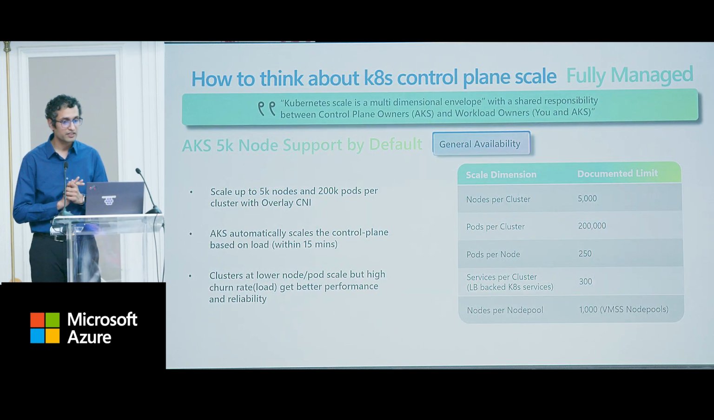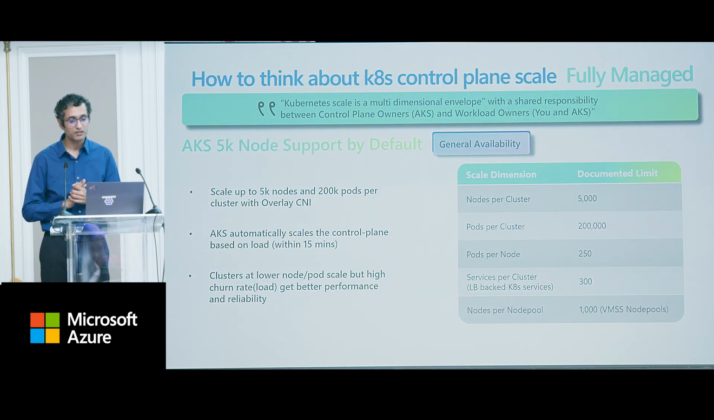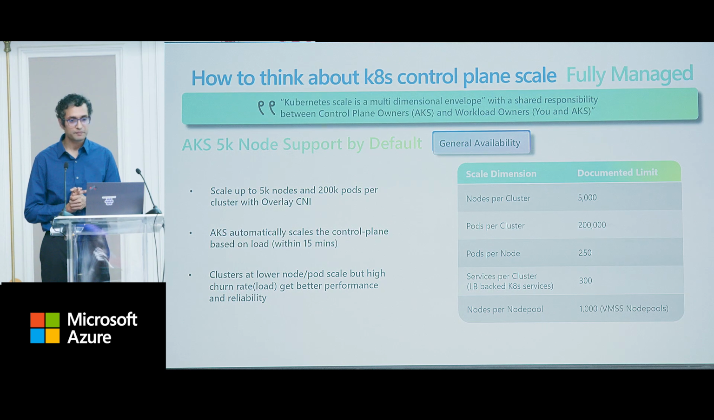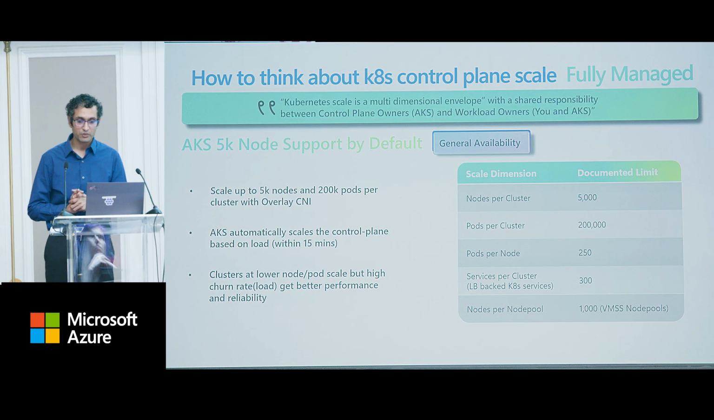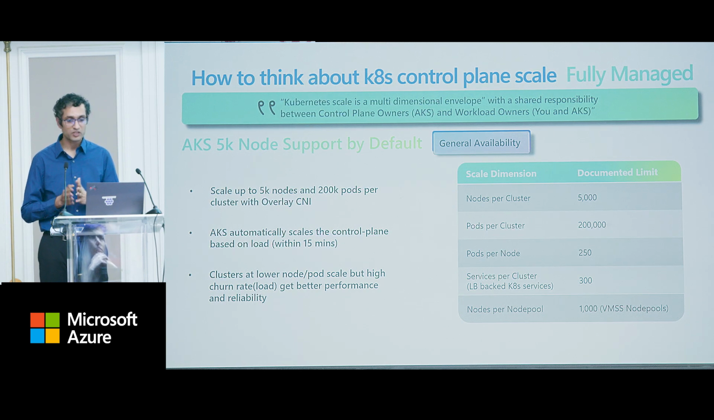Something that we have recently introduced, we are happy to say that we now have 5,000 node support for AKS by default in GA. The AKS control plane automatically responds to the load in your cluster and scales the control plane automatically. So you will get better performance at lower scale points and more reliability at high scale points, up to 5,000 nodes and 200,000 pods.